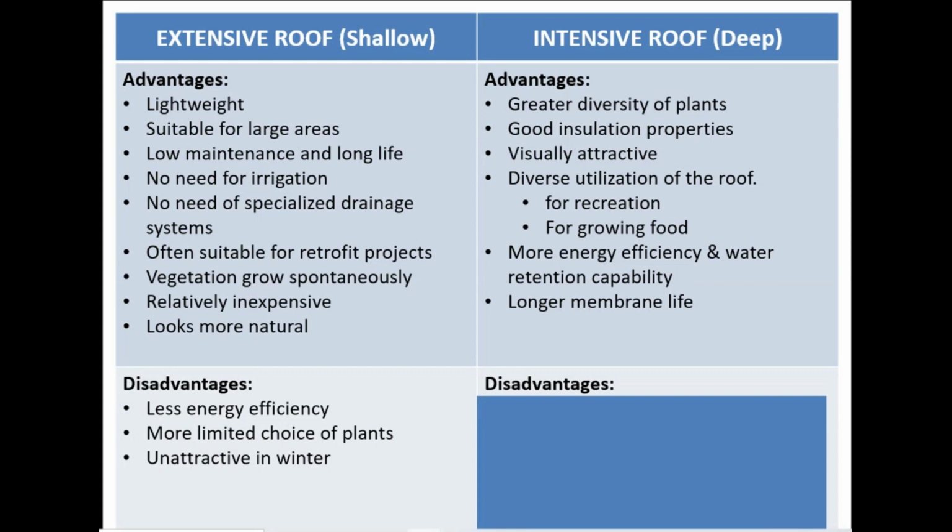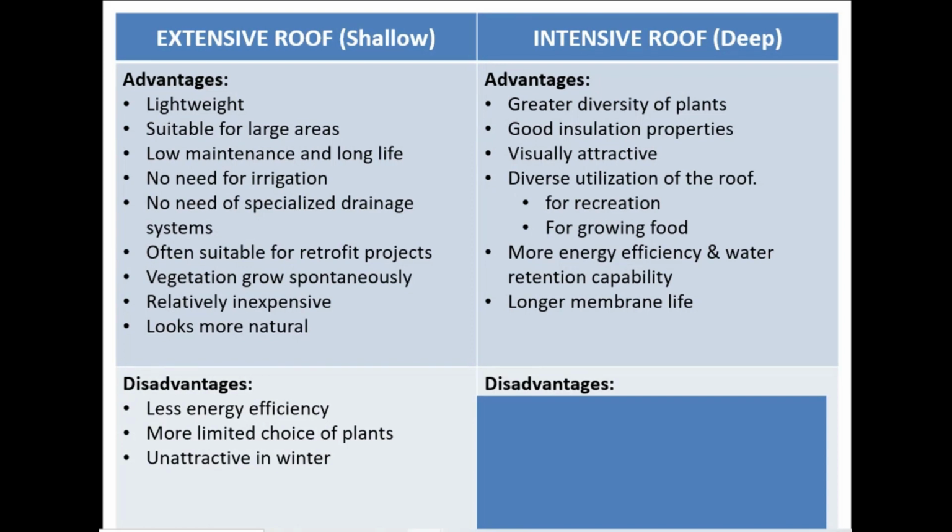Good insulating property. If you really have this intensive roof garden above your house, in summer you don't require AC or fans. It is visually attractive because of different types of plants and flowering plants. You can use it both for recreation and for growing food. You can have a very beautiful landscape, as I showed you in the first picture. It's exactly what you can do. It is more energy efficient, has water retention capacity and longer membrane life. Once you establish this, it will be there for a long time.